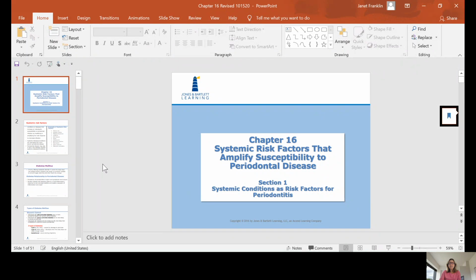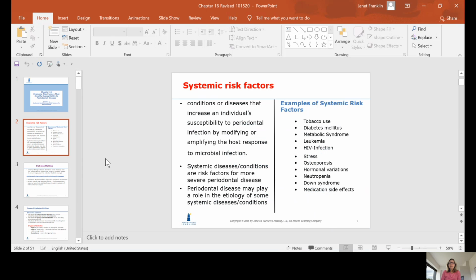So this is Chapter 16, Systemic Risk Factors that Amplify Susceptibility to Periodontal Disease. Systemic risk factors are conditions or diseases that increase an individual's susceptibility to periodontal infection by modifying or amplifying the host response to microbial infection.